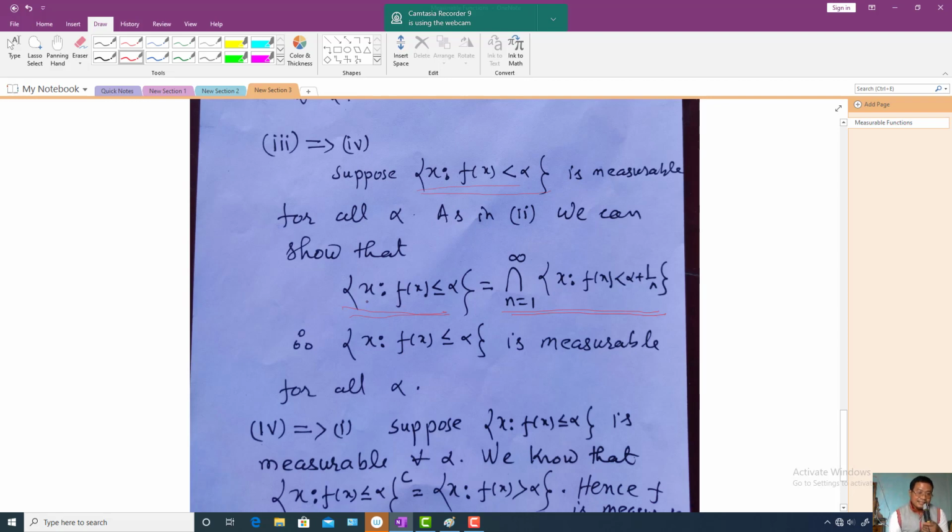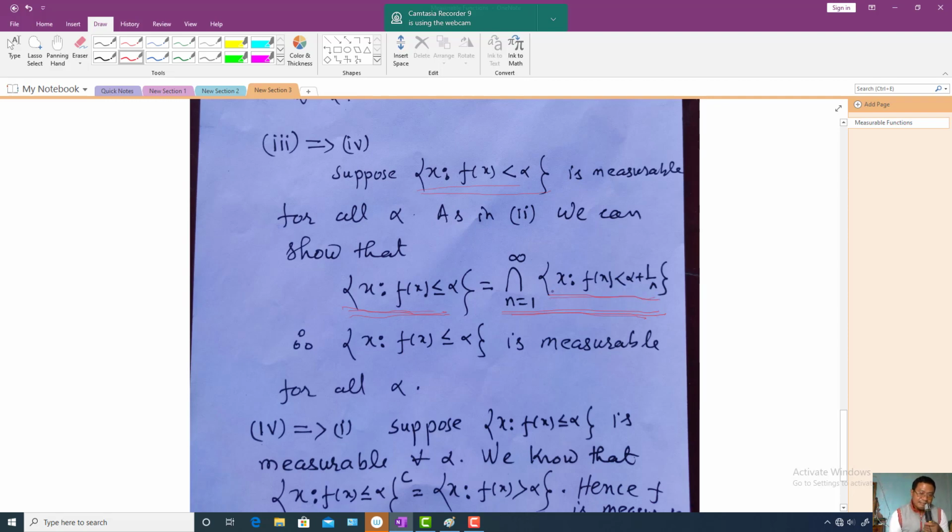Let us see then in statement number 4 what we want to prove. We want to prove that x such that f of x is less than or equal to alpha is measurable for each alpha. But this equality says that this set is equal to this one. By statement number 3, this is measurable for each alpha and for each n.